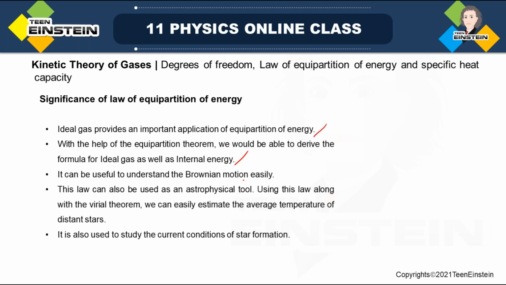It can be useful to understand Brownian motion easily, which we will see sometime in this chapter. This law can also be used as an astrophysical tool. Using this law along with the virial theorem, we can easily estimate the average of a distant star, that is the astrophysical application, and it is also used to study the current condition of star formation. Anyway, you can just remember these points.